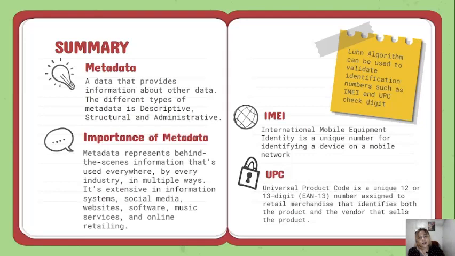We also discussed IMEI, which is the International Mobile Equipment Identity, which is a unique number for identifying a device on a mobile network. We also discussed UPC, which is the Universal Product Code, a unique 12 or 13 digits for EAN-13 number assigned to retail merchandise that identifies both the product and the vendor that sells the product. So note that the Luhn algorithm can be used to validate identification numbers such as IMEI, UPC, and some credit card numbers.